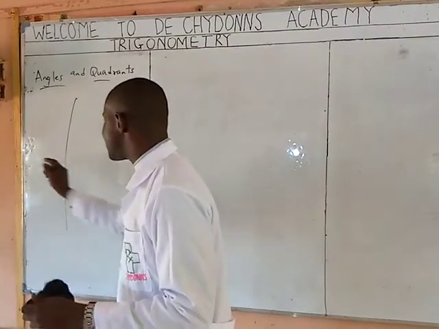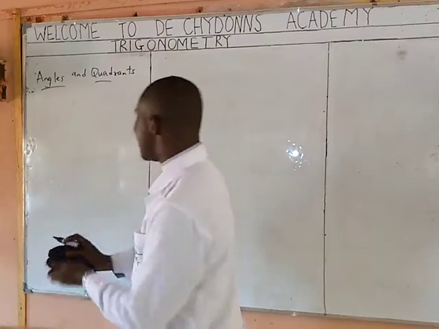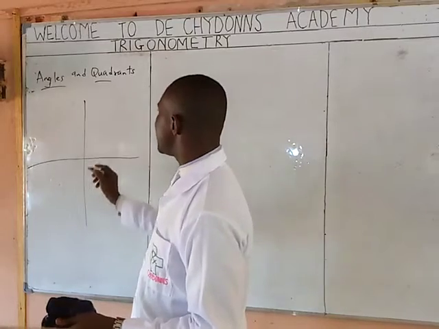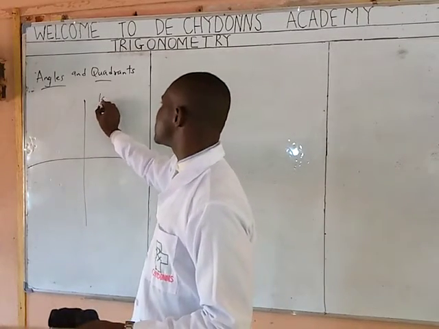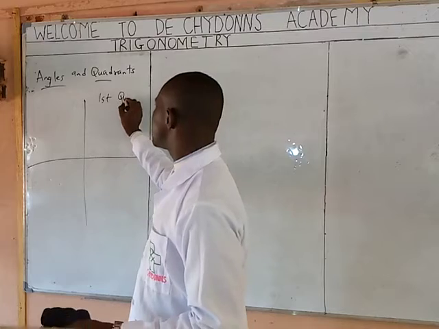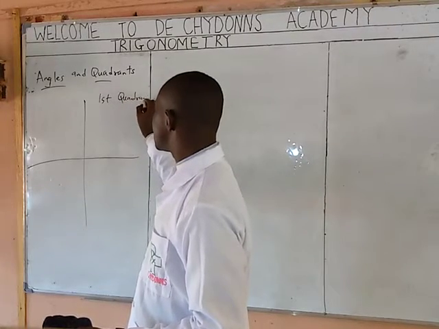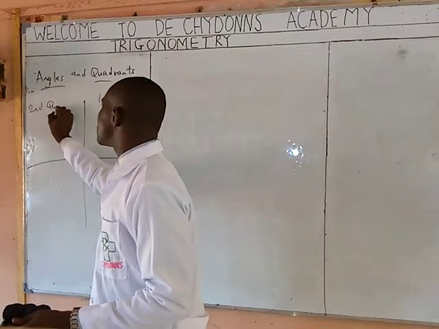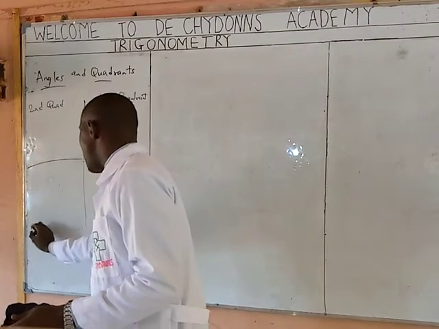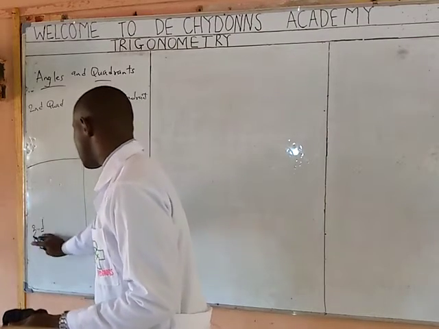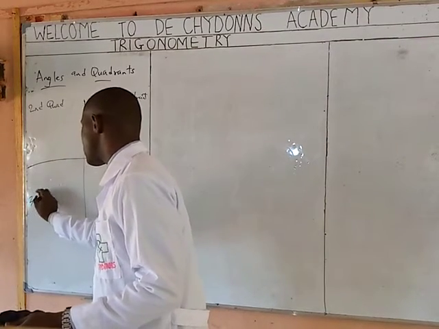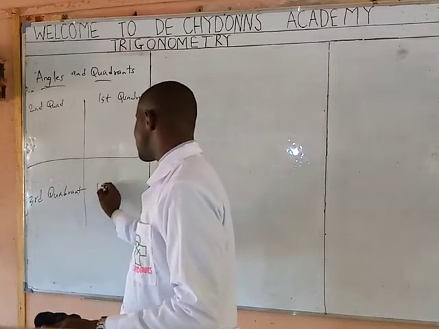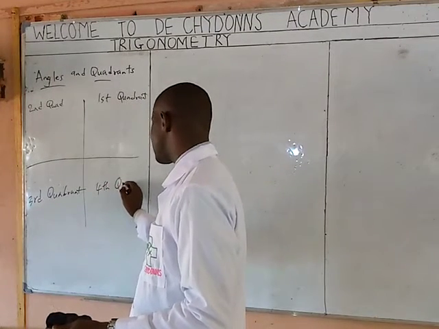Four quadrants in trigonometry. Let's get the quadrant. Here, this is the first quadrant. This is the second quadrant. This is the third quadrant. And this is the last quadrant, the fourth quadrant.